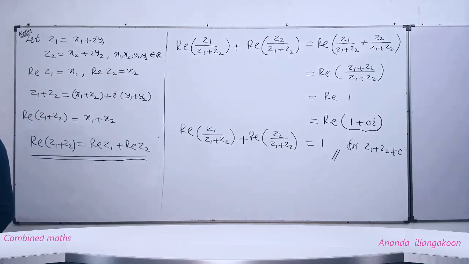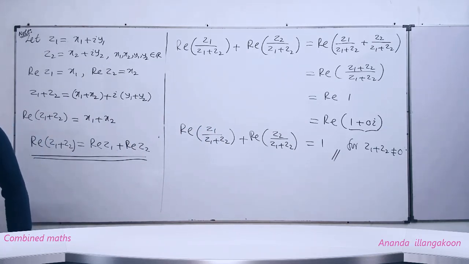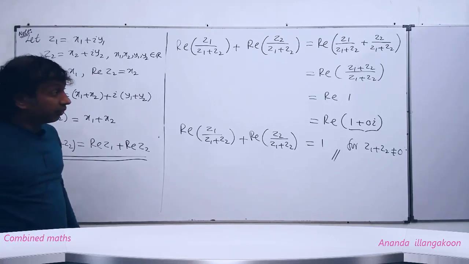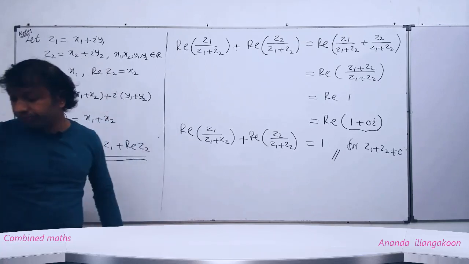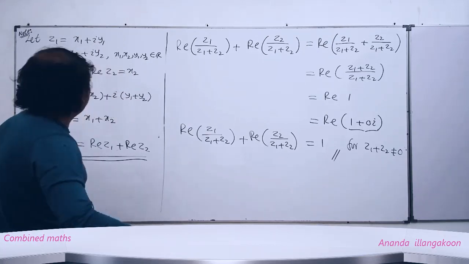Now what is next? Now it asks us to prove this: show that mod of Z1 plus Z2 is less than or equal to mod Z1 plus mod Z2. That we have proved, but using this result now we have to prove this. To get the last answer, I can use this result.